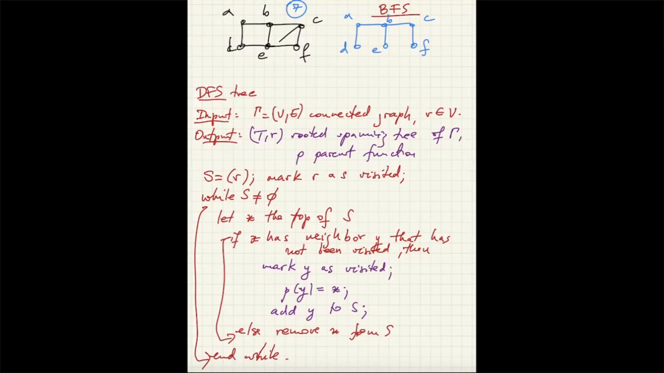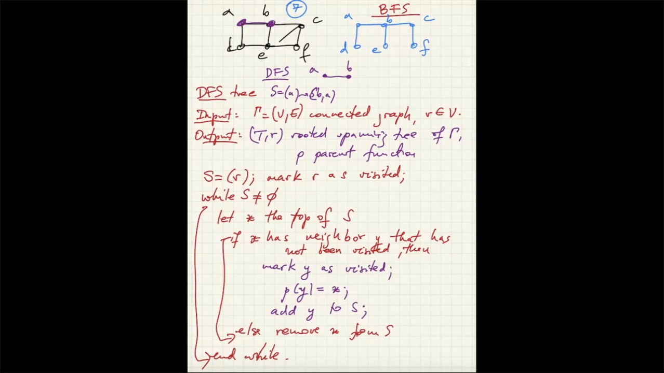Let's see how it goes on this graph here. I will do the depth first search, starting at the root A. We keep track below, so the stack is initially A, and A is visited. A is the top of the stack. It has a neighbor that hasn't been visited, that's the neighbor B, and now the stack becomes B, A. So S becomes BA, and then we visit B, and we keep track that the parent of B is A.